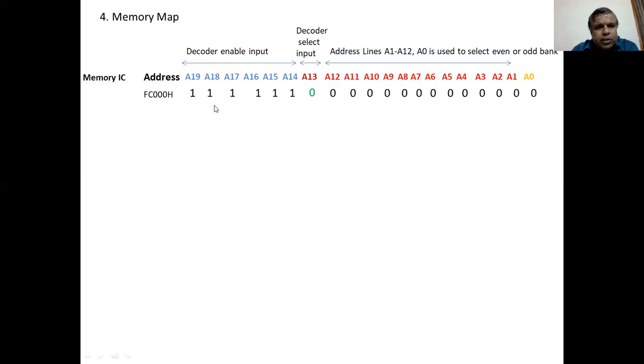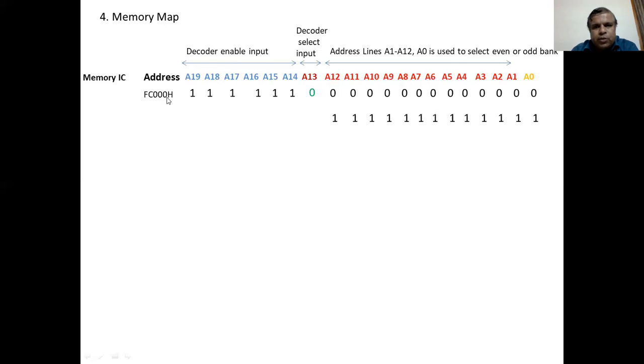Then what is the starting address range in hexadecimal? It is FC00H. So group 4 bits starting from the most significant bit. So 1111 is F, 1100 is C, then 0000 and 0000. So the starting address of the RAM is FC00H.